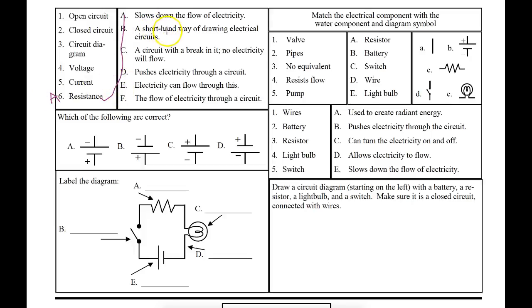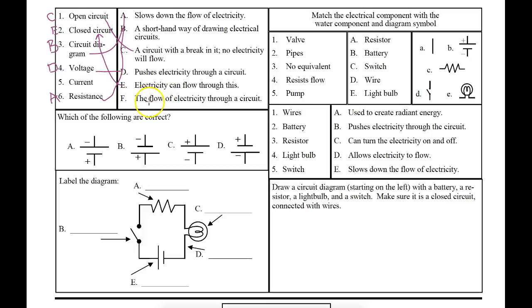A shorthand way of drawing electrical circuits, a circuit diagram. A circuit with a break in it, no electricity will flow. This would be an open circuit. Pushes electricity through a circuit. That's going to be your voltage, like your battery. Electricity can flow through this. Did I use everything yet? A closed circuit. Oh, yes, that is E, closed circuit.